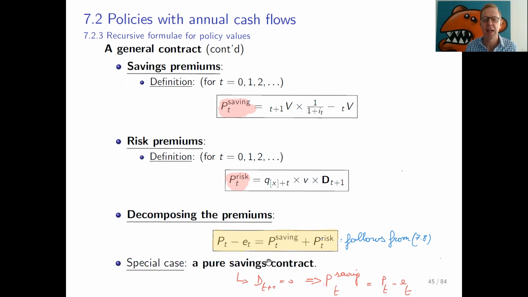And a special case, if we have a pure savings contract, then dt plus 1 is 0. If dt plus 1 is 0, then we see that the risk premium is 0, and Pt minus Et is then equal to the savings premium. Again, we see here, if we have a pure savings contract, indeed, the whole premium minus related expense is used to update the policy value, to bring the policy value from Vt to Vt plus 1. That's indeed a pure savings account as in a bank.